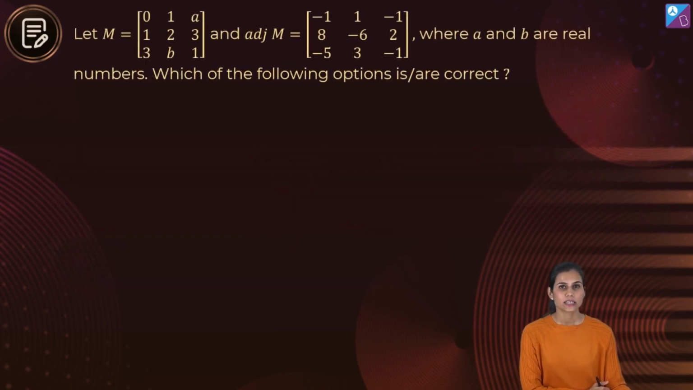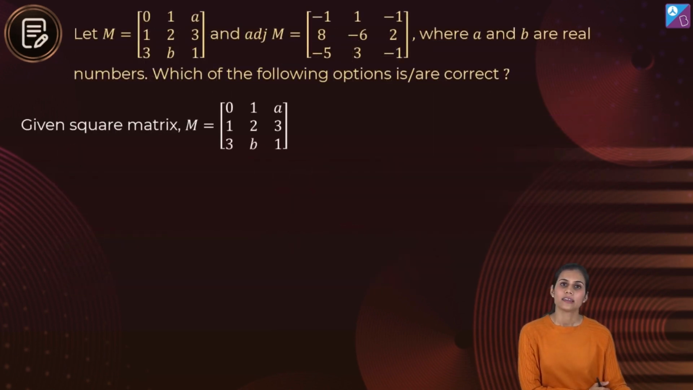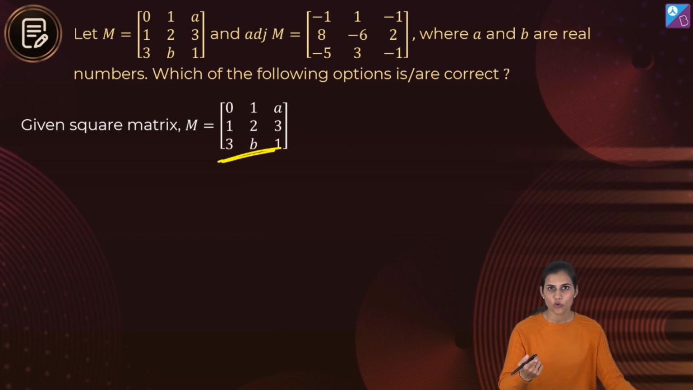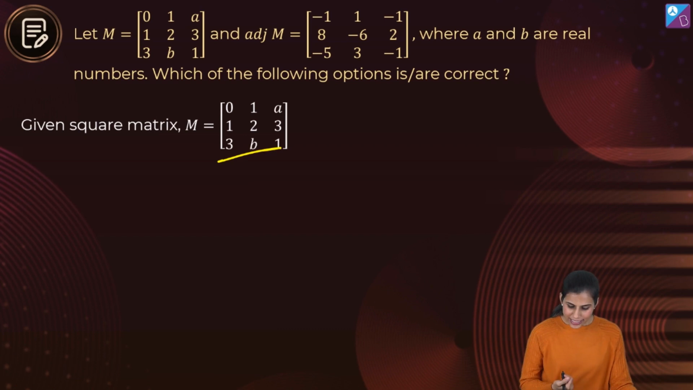First things first, because we are given adjoint of M in the question, we will quickly recall that adjoint of M is nothing but transpose of the cofactor matrix of M. And we have M with us. So let's go ahead and calculate the cofactor matrix of M. For that, we will have to replace every entry of M with its respective cofactor. Correct? Let's start with the 1/1th element, that is 0. What will be its cofactor?